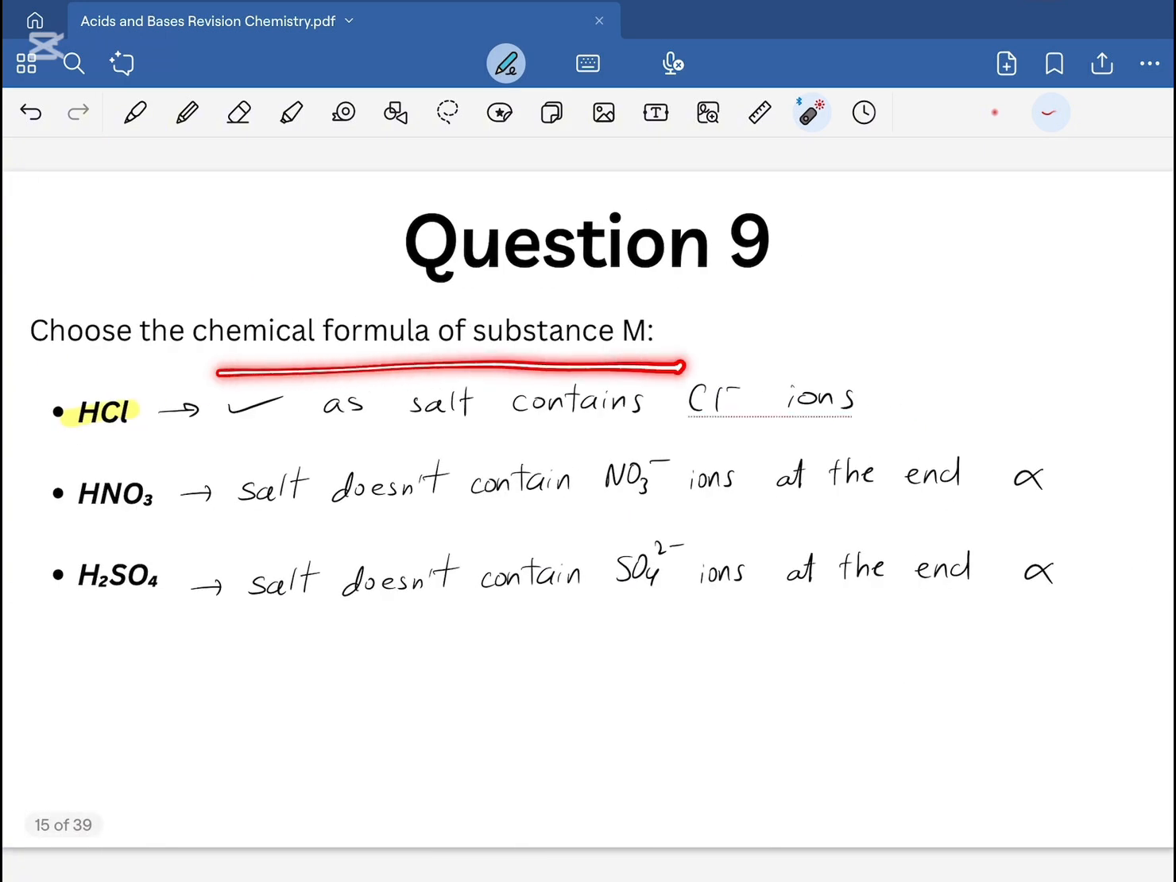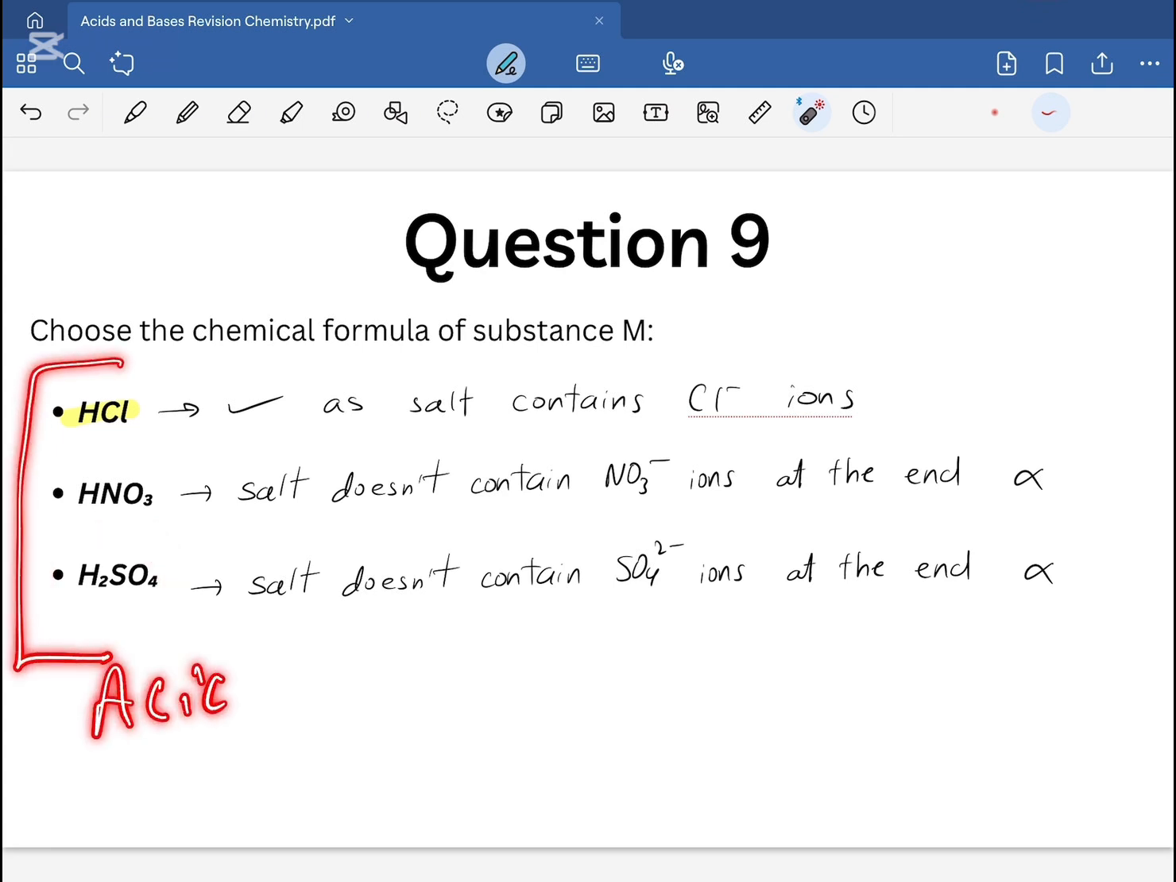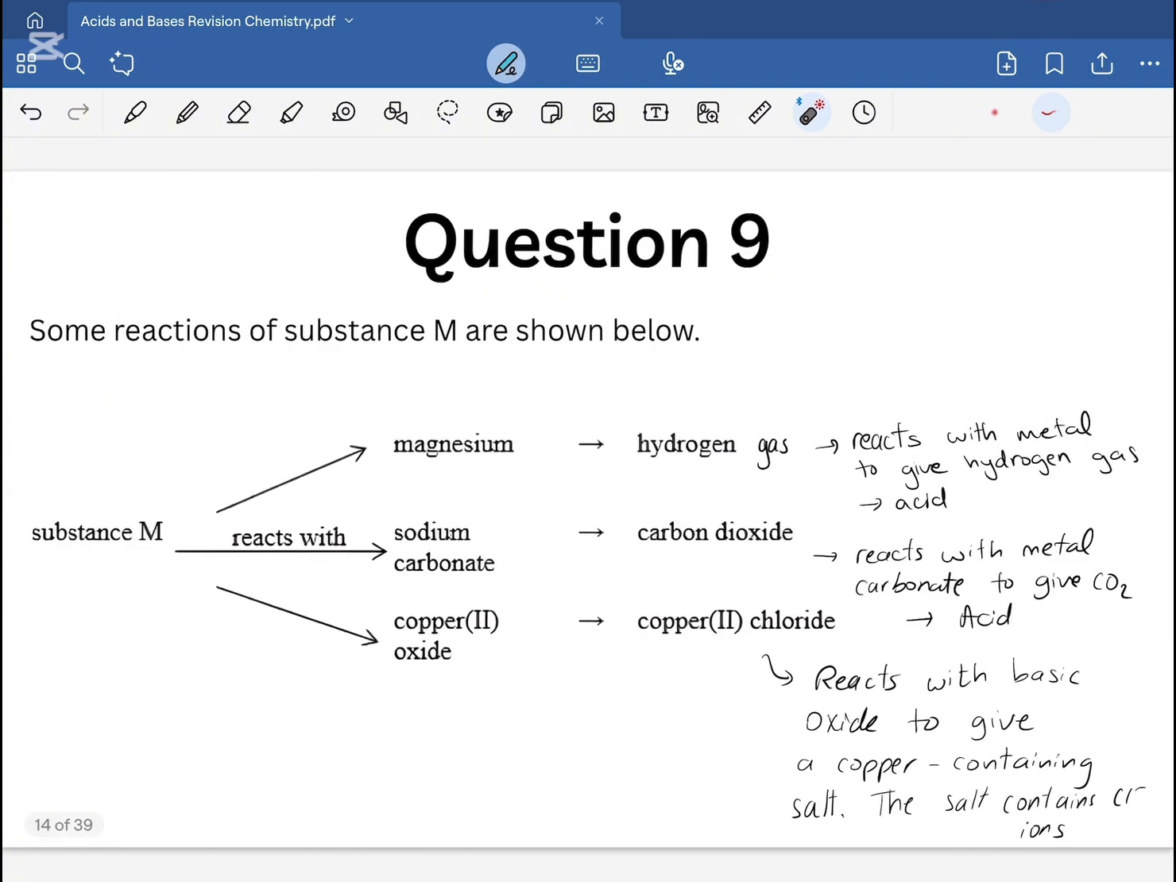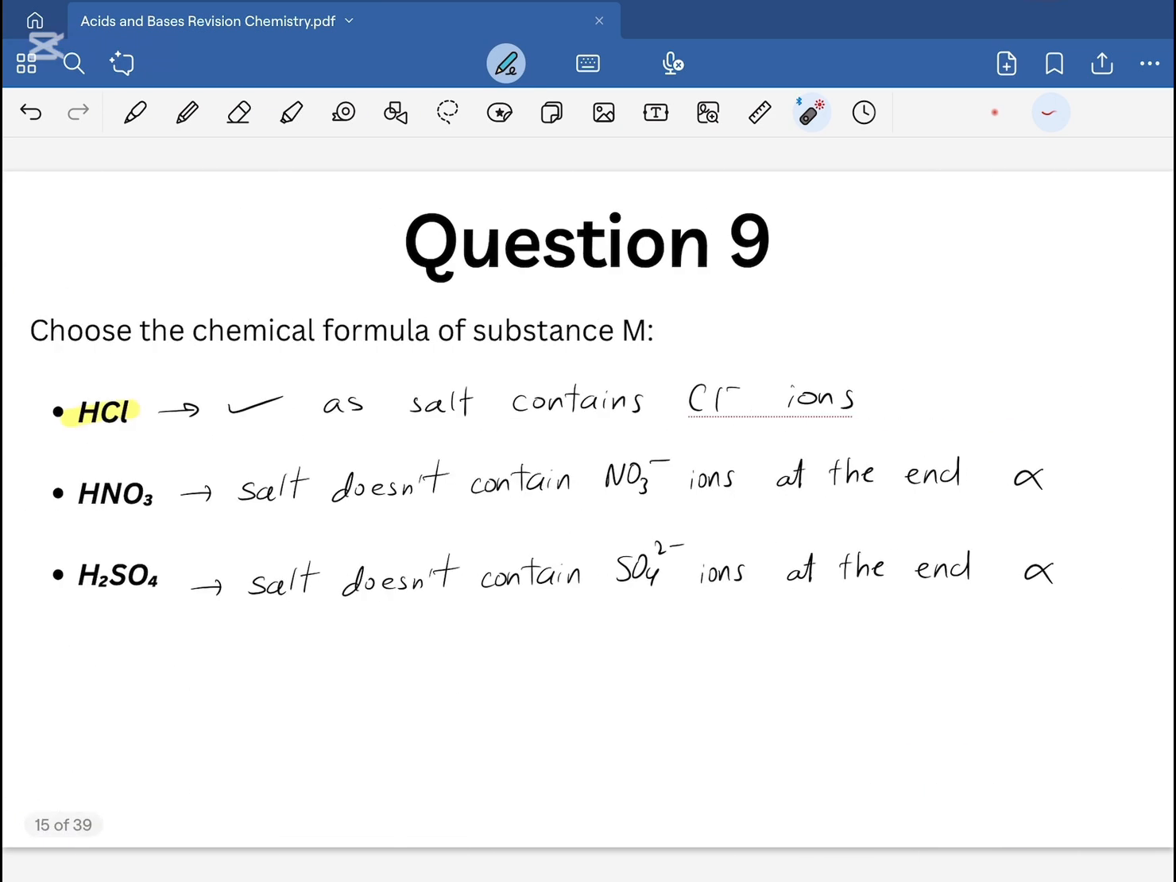So they said choose the chemical formula of substance M. Now for H2SO4, it cannot be H2SO4. Even though all of these are acids, we should only pick one. This is an acid, but the salt doesn't contain the SO4 2- at the end. The salt actually contained the Cl-, it contained the copper chloride. So it's not H2SO4 as it doesn't contain SO4 2-.